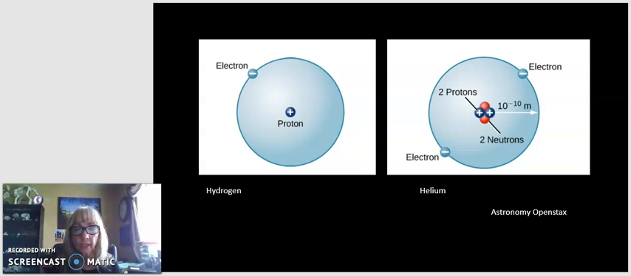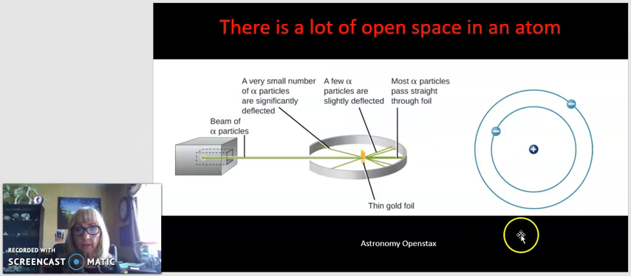So we have shells. This electron is traveling more or less in an orbit. It wouldn't be flat like this, it'd be more three-dimensional going around. But it travels there, and if it gets some extra energy, it is going to change its location of where it is orbiting the center of this atom. So there's a lot of space in atoms. Let's look at this experiment.